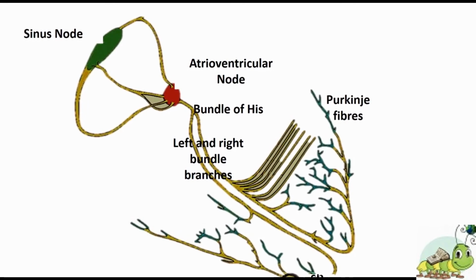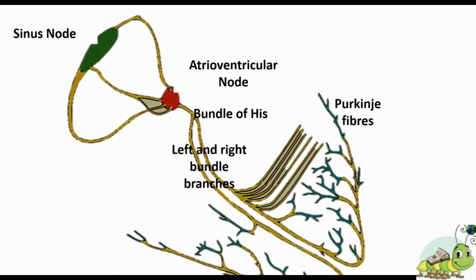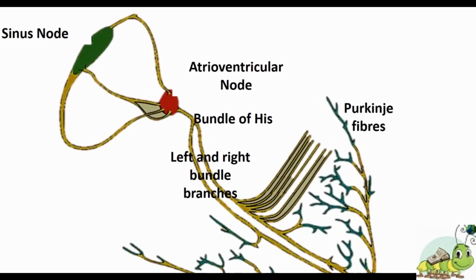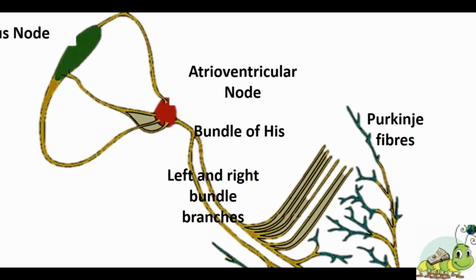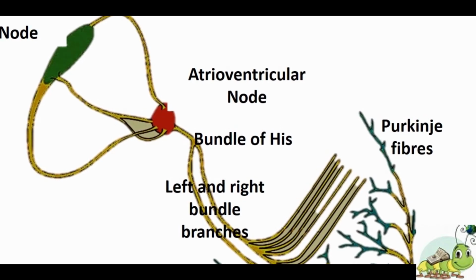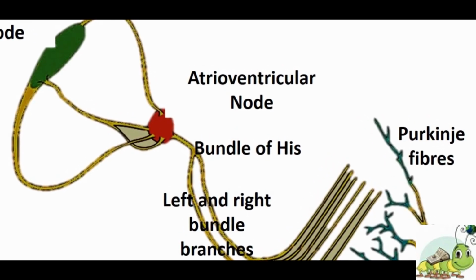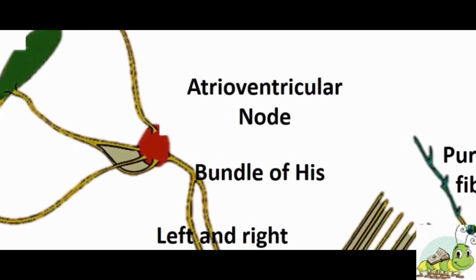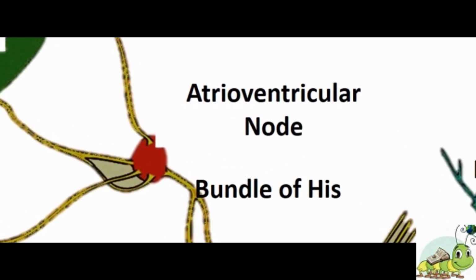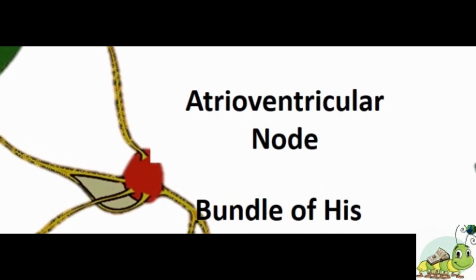Atrioventricular node, a similar small mass of tissue located in the right atrium but near the septum that divides the right and the left atria from the ventricles. Its function is to relay the impulses it receives from the SA node to the next part of the conduction system.